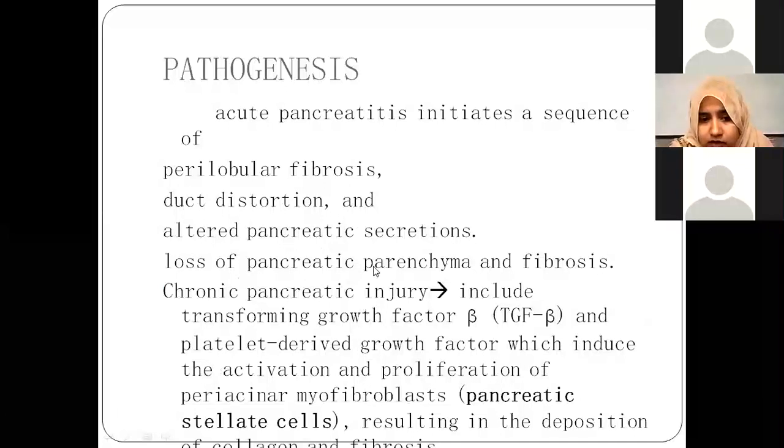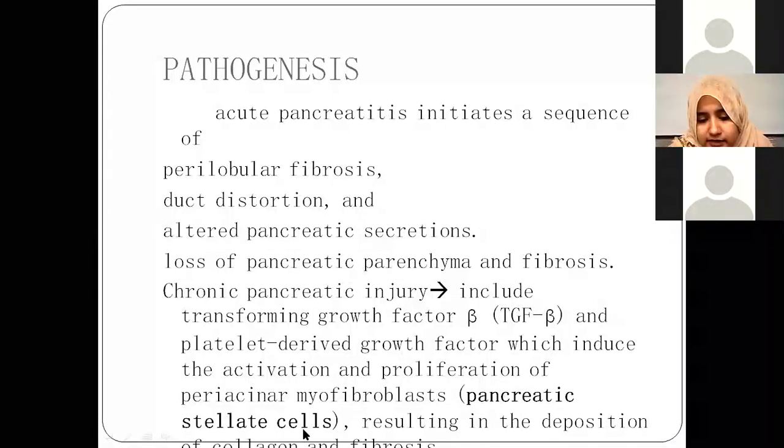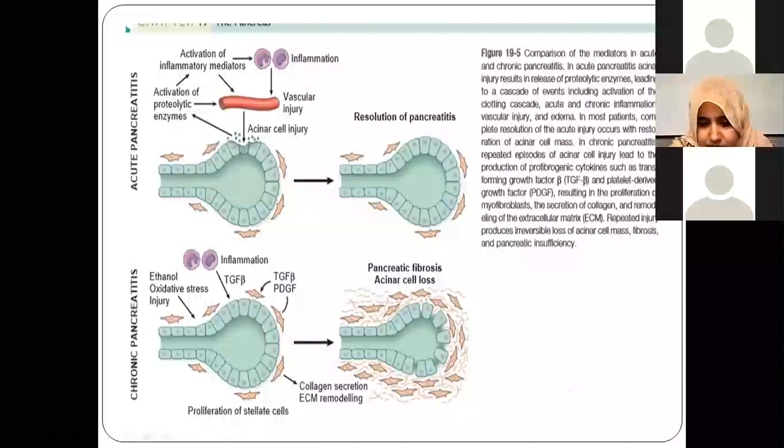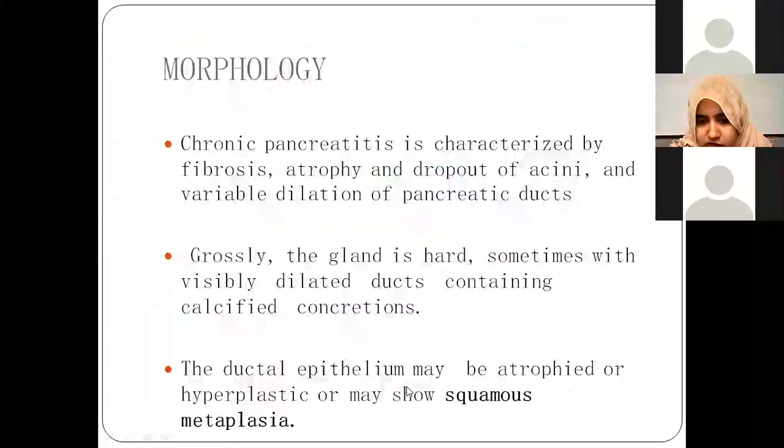So what happens in chronic pancreatitis? There is repeated bouts of acute pancreatitis that will lead to perilobular fibrosis, duct distortion, and altered pancreatic secretion that will lead to release of the TGF beta, platelet-derived growth factors, and that will lead to the activation and proliferation of peri-acinar myofibroblast, that is pancreatic stellate cell, resulting into the fibrosis. ठीक है, तो ये सारा यहाँ पे फिनोमिना हो रहा है. आपको TGF beta and platelet derived growth factor दोनों चीजें मिल रही हैं which is causing accumulation and formation of the proliferation of the stellate cells and fibrosis, distorting the functions.